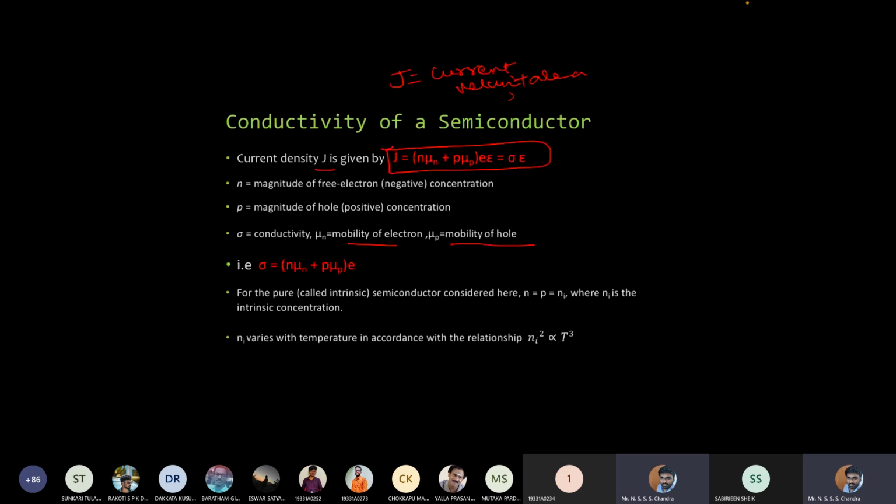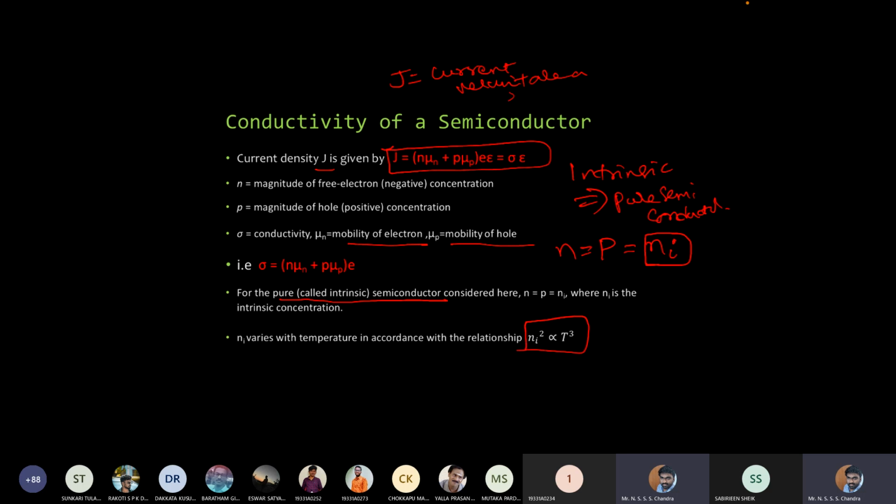For a pure or intrinsic semiconductor, intrinsic implies pure semiconductor. In this, the number of electrons will be equal to the number of holes. Let us consider this number as ni, where ni is the intrinsic concentration. This ni will depend upon the temperature, and this is the relationship. You may not exactly know the equation, but you should always remember this kind of proportionality. ni squared is proportional to T cubed, where T is the absolute temperature. Absolute temperature is nothing but 273 plus whatever temperature in centigrade.